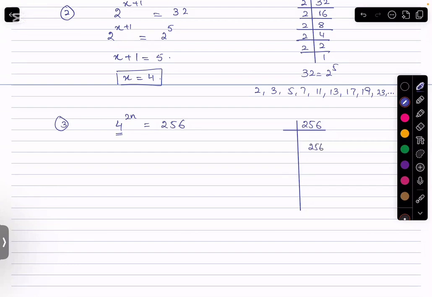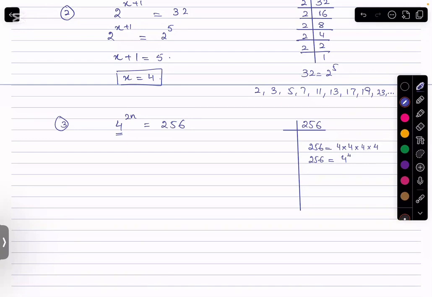can also be written as 4 times 4. What is 4 times 4? 16. 16 times 4 is a, use your calculator, jaldi jaldi. So 16 times 4 is 64. 64 times 4. What is 64 times 4? Is it 256? Yes. Right? So 256 is also equal to 4 to the power 4.